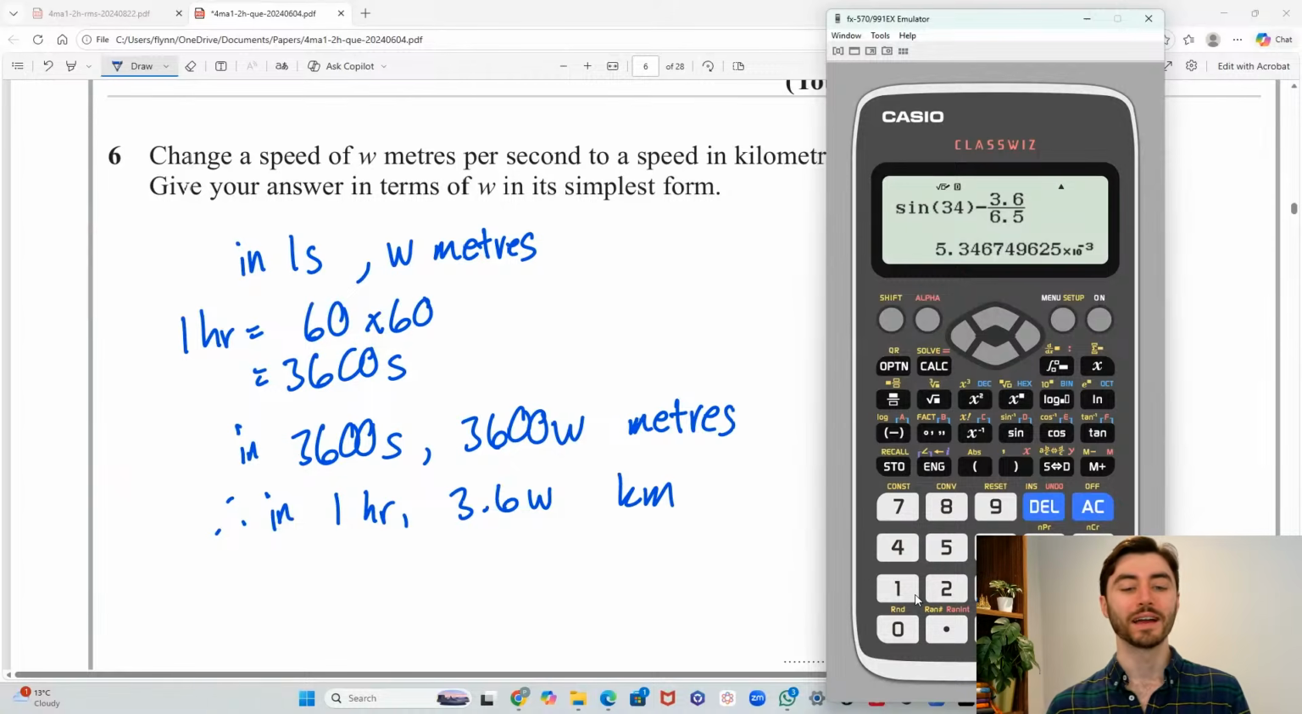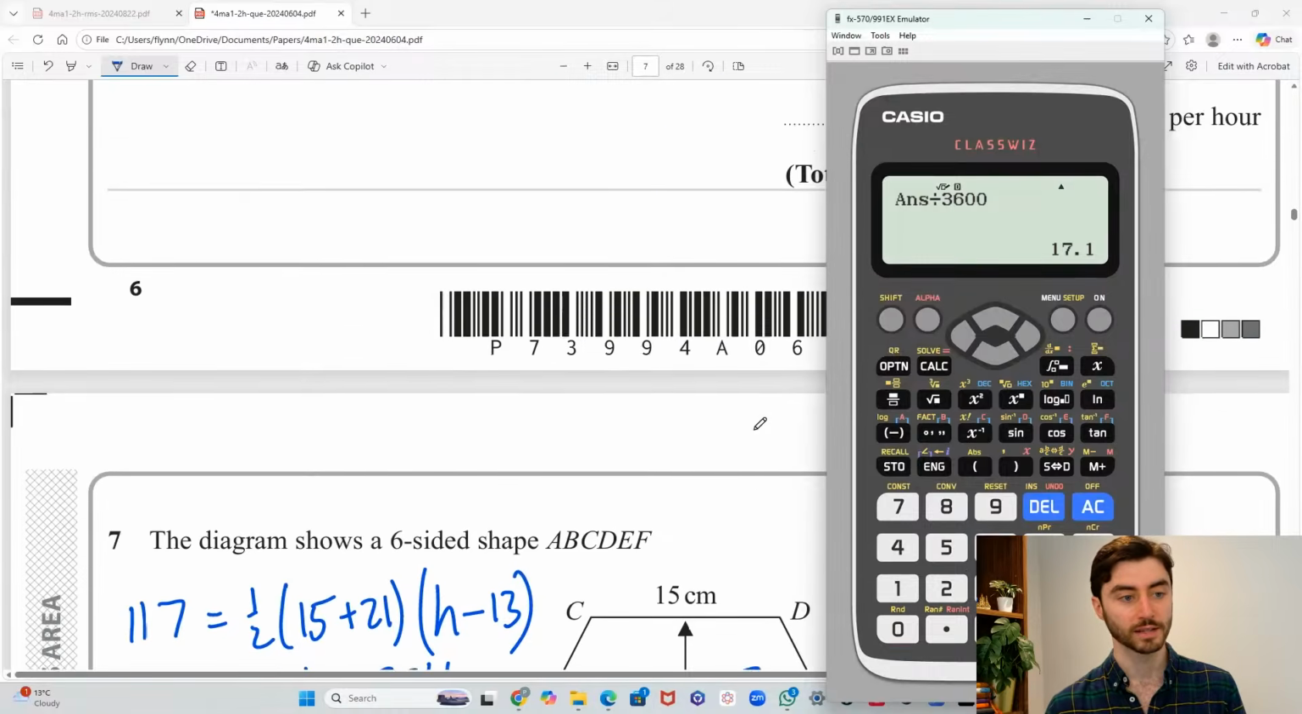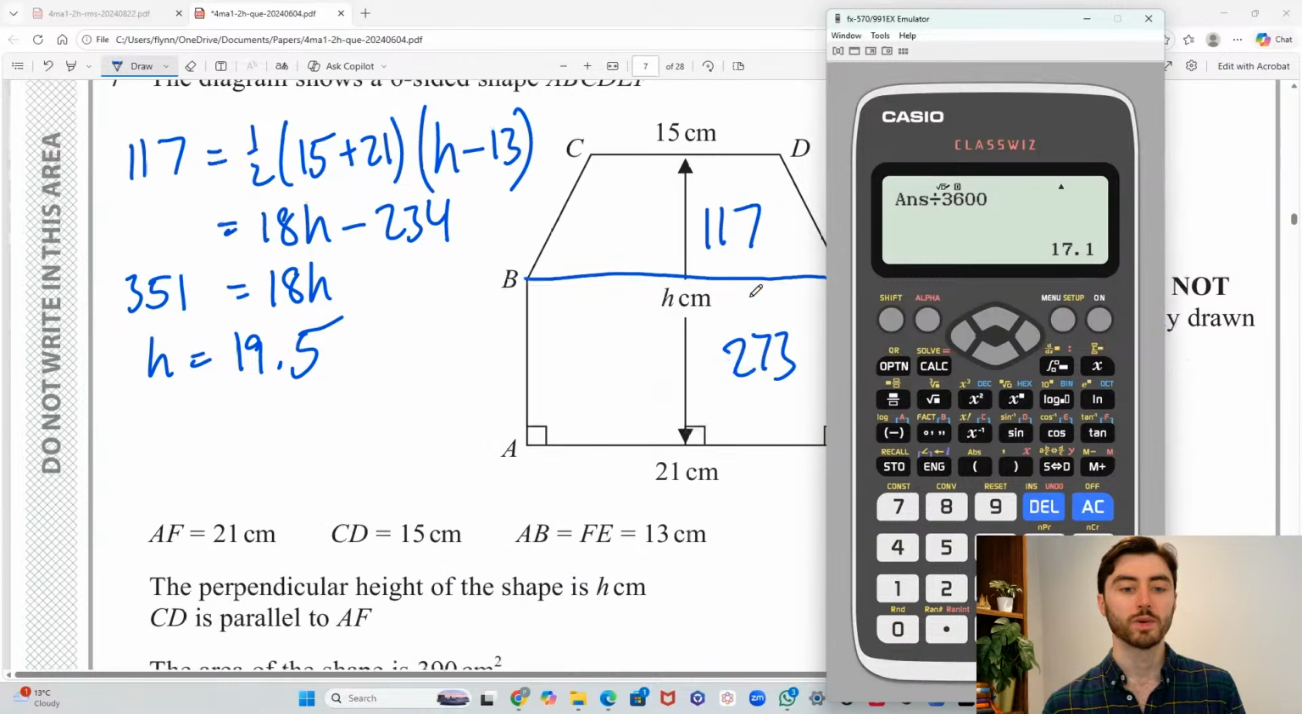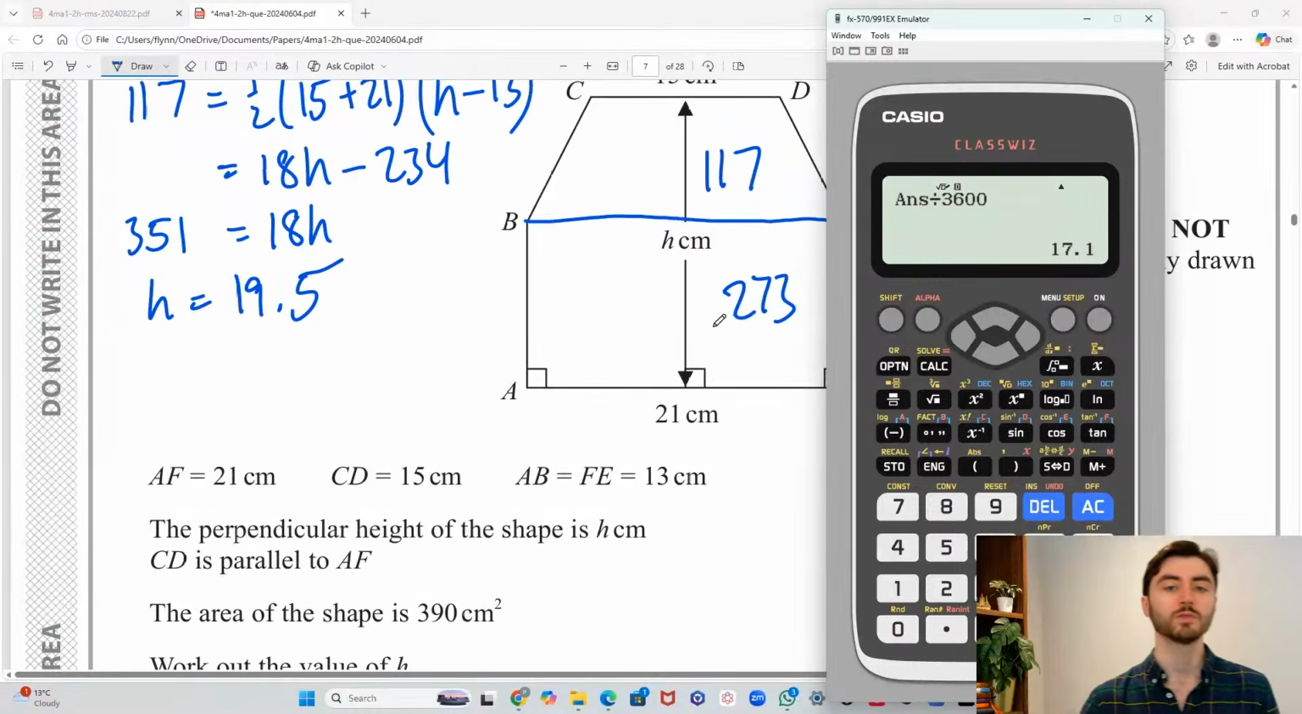So let's say I pick 17.1. Let's see if I can plug this in and get my 17.1 back. So 3.6 times that is that many kilometers per hour. So if I multiply it by 1,000, it's that many meters per hour. And if I divide by 3,600, I should get meters per second, which is my 17.1 back. So this is correct.